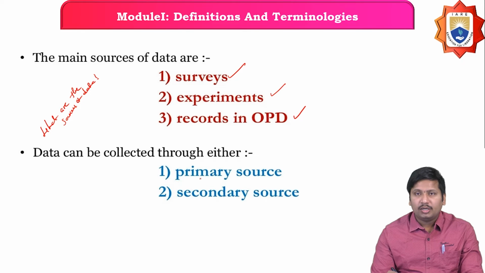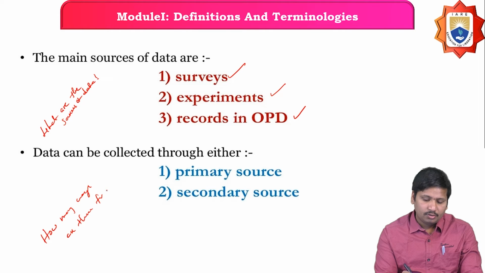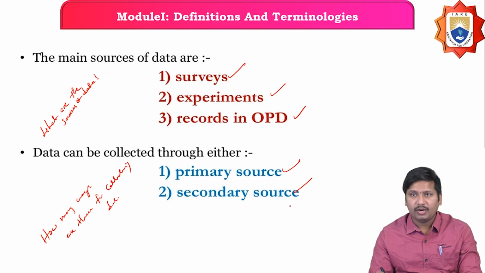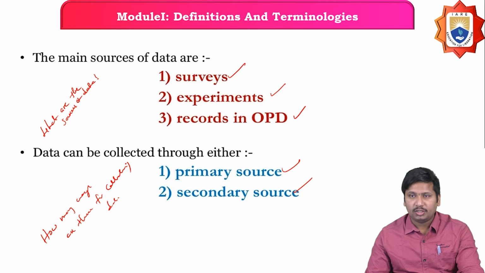In how many ways can the data be collected? That may be a question. How many ways are there for collecting data? Normally we have two types of sources available: primary source and secondary source. So these are some of the data collection sources.